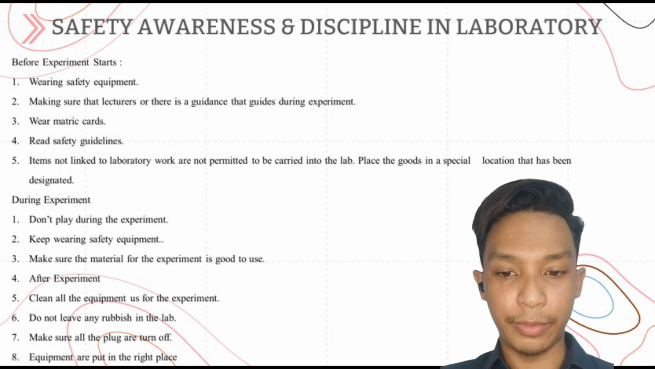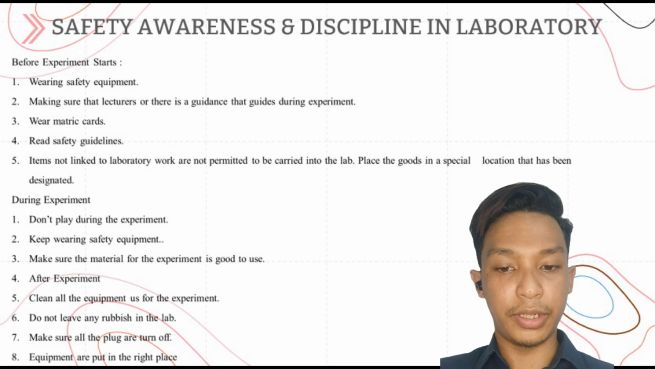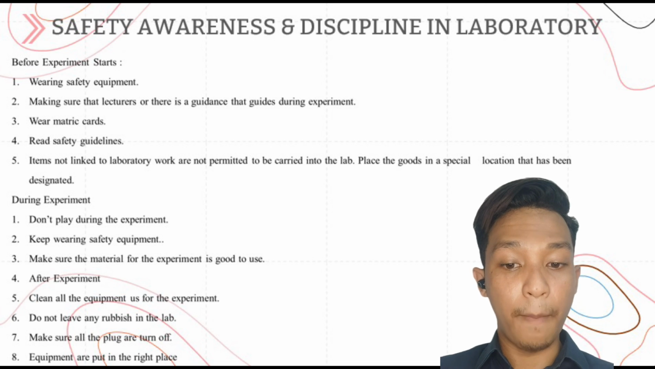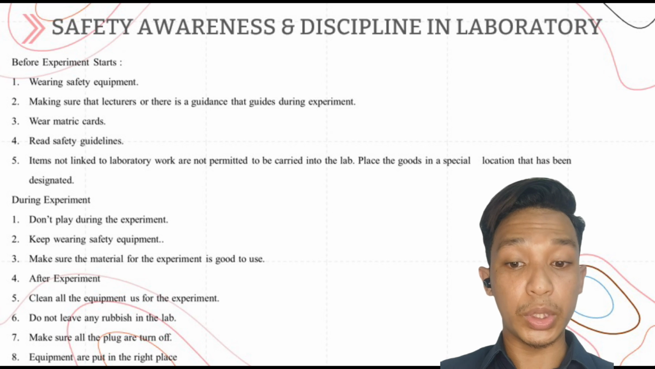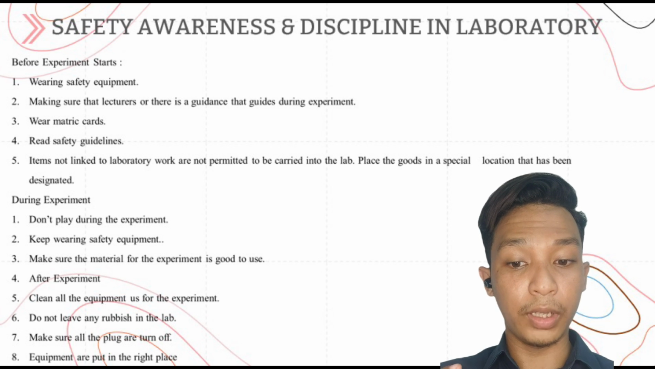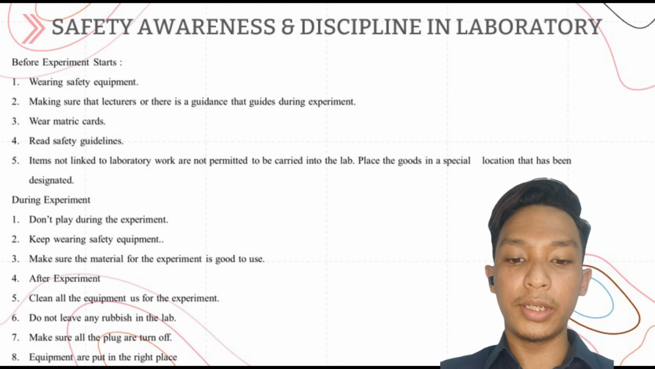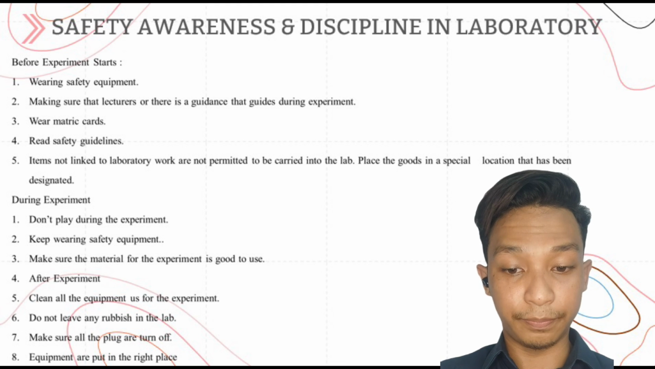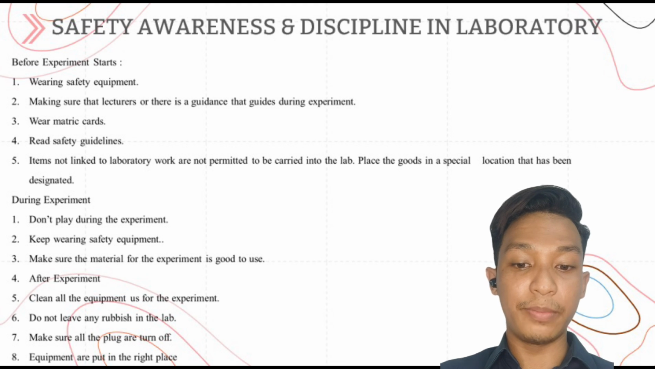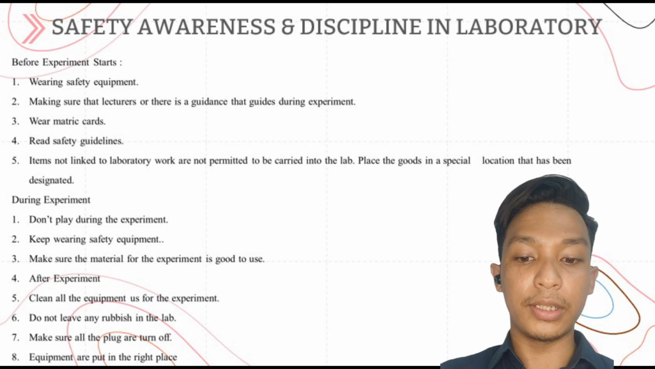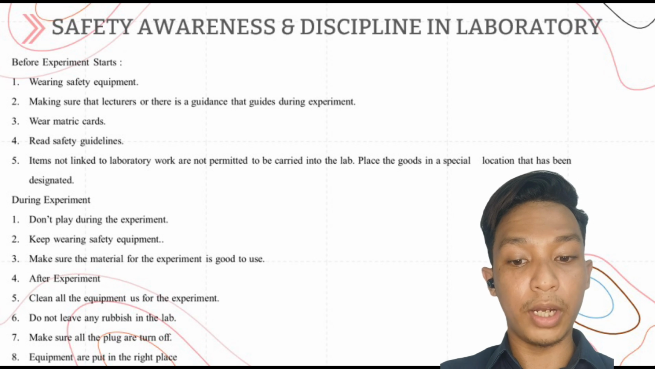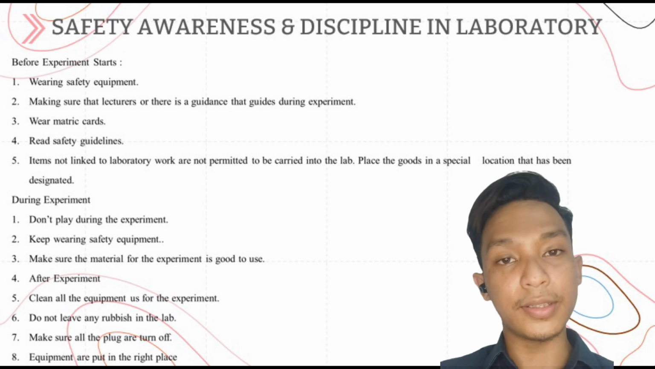Okay, during experiments, don't play. Keep wearing safety equipment. Make sure the material for the experiment is good to use. After the experiment, clean all the equipment. Do not leave any rubbish in the lab. Make sure all the plugs are turned off. And the last one is equipment is put into the right place. That's all. Thank you.